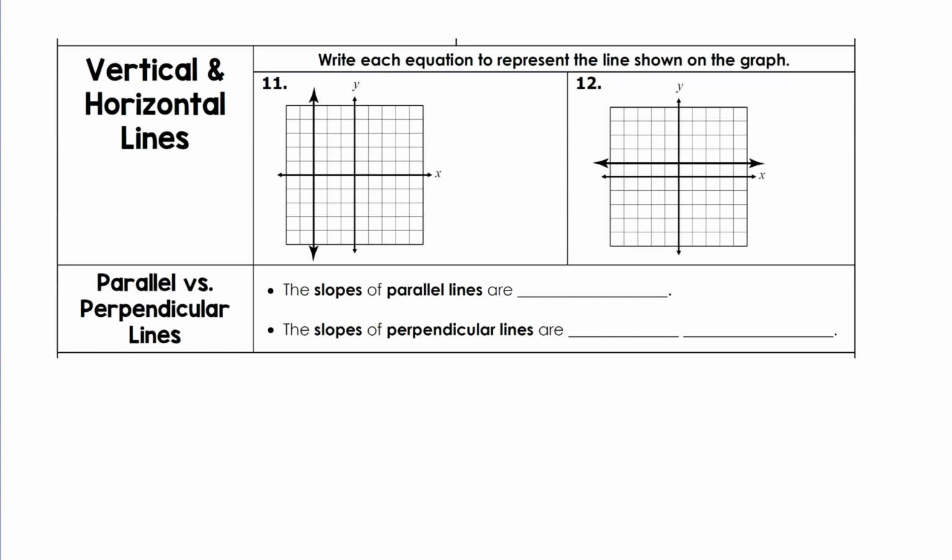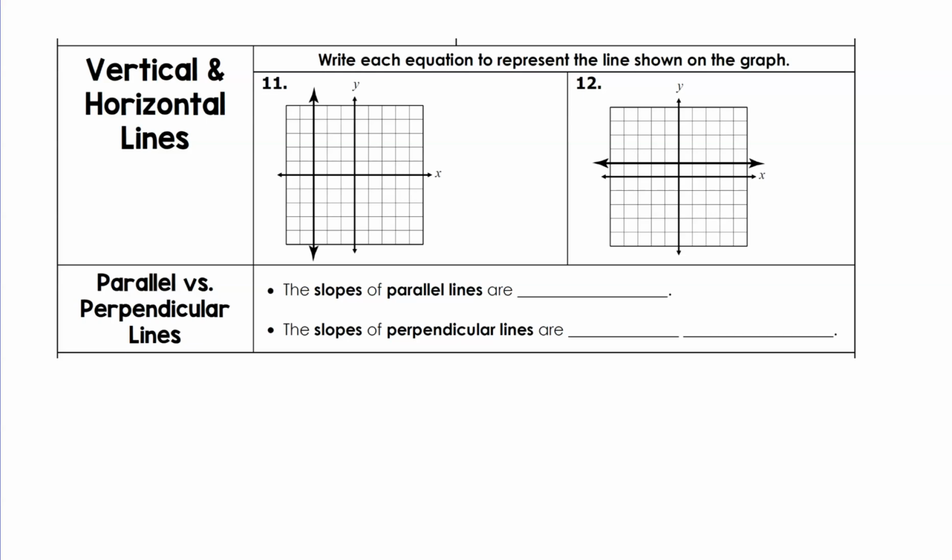So vertical and horizontal lines. We've kind of talked about this already in the last, I think it was 1.4a, where we dealt with horizontal and vertical lines. We talked about domain and range. So this is what it boils down to. A horizontal line and a vertical line.